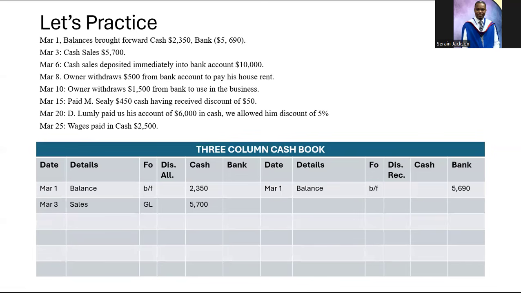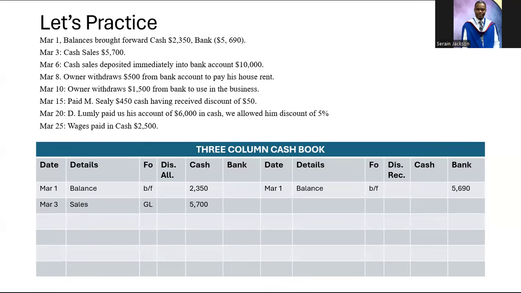Now this transaction, you will normally see in the textbook as cash sales paid directly into bank. It's the same transaction. What this means is that you made a sale, but the money goes straight into the bank account. Maybe the person used a credit card, maybe a debit card. The money just goes straight into the bank account. So you will put the information on the debit side just the same.